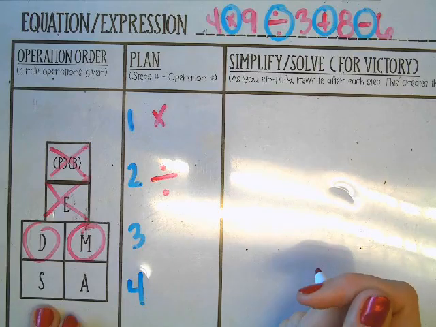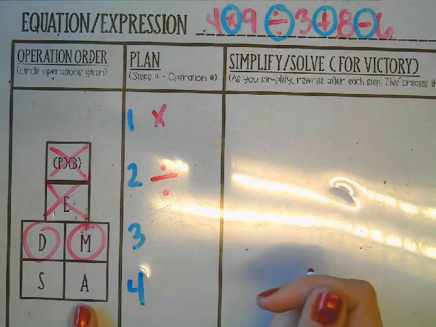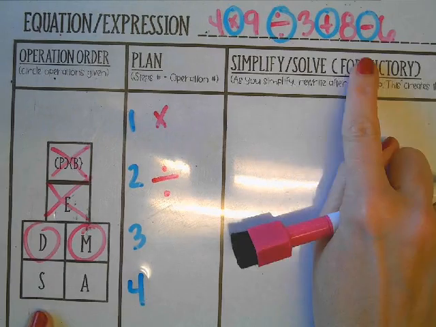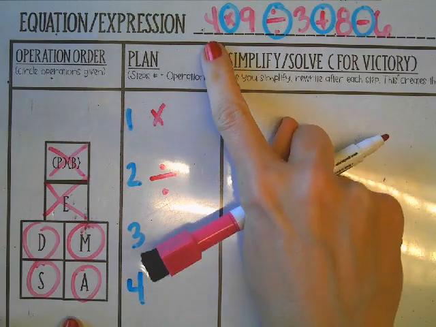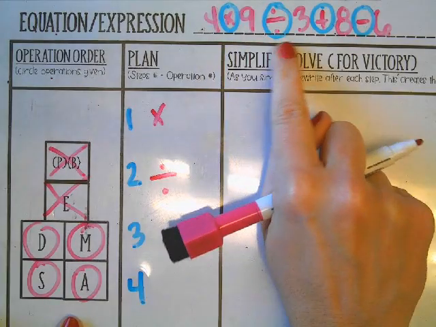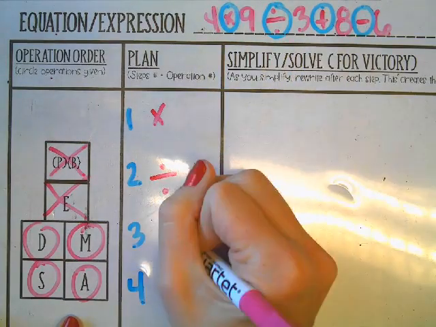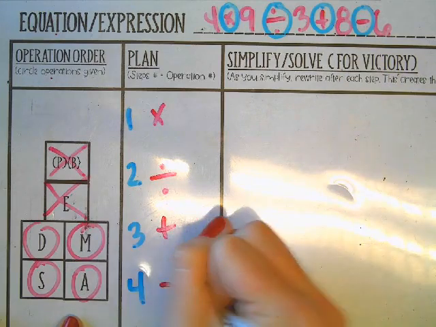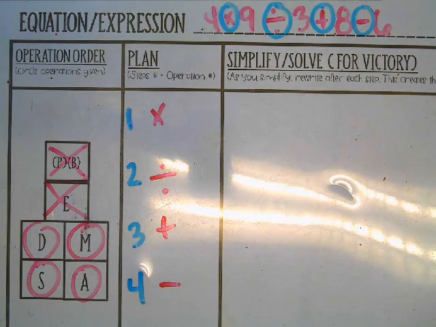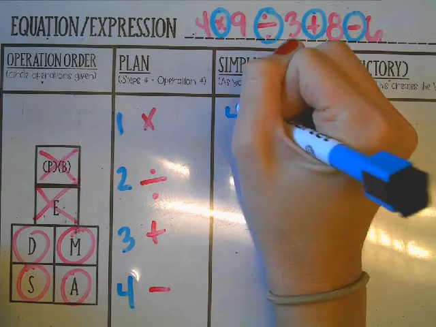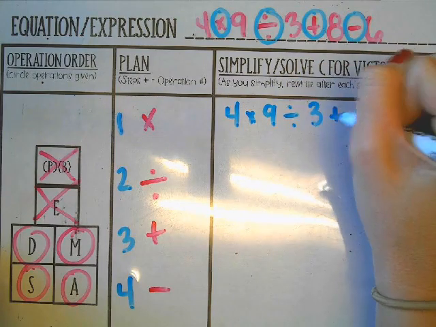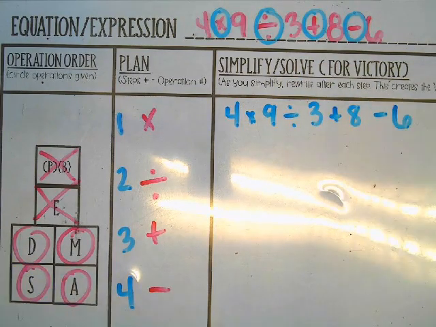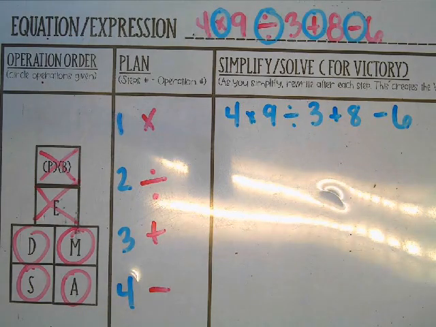Then you have subtraction and addition. Do I have subtraction? Yes. Do I have addition? Yes. Now I've got to figure out which one comes first. Starting from the left, as I move over, I see that addition comes first and then subtraction. So these are going to be my 4 steps. I'm going to rewrite this problem: 4 times 9 divided by 3 plus 8 minus 6.